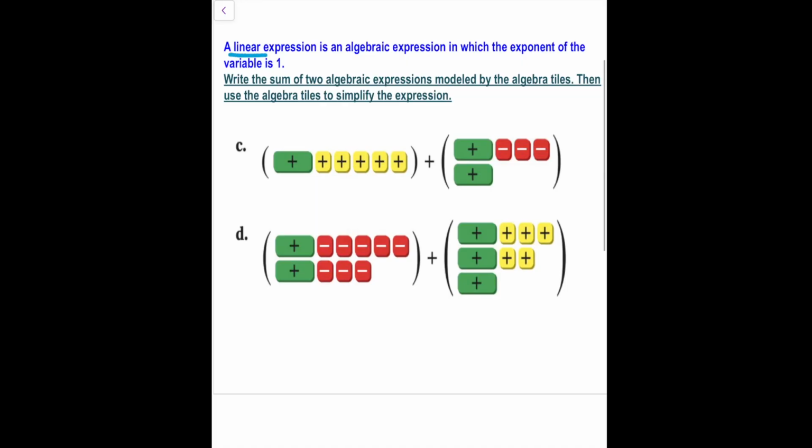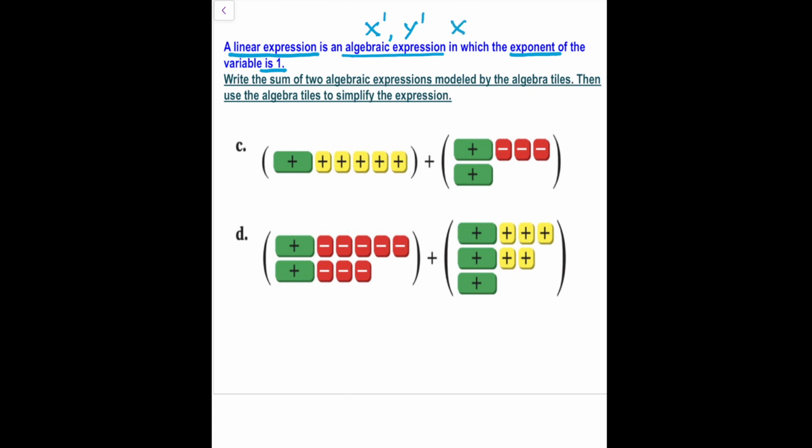So in this lesson, we are going to add linear expressions. A linear expression is an algebraic expression in which the exponent of the variable is 1. So that means you will have only the variables with exponent 1. x, the exponent of x is 1. y, the exponent of y is 1. Only the variable with exponent 1.